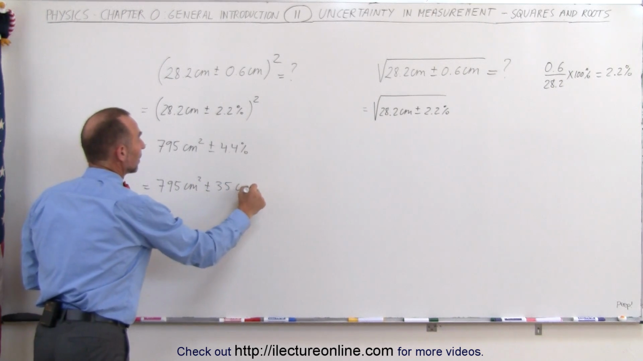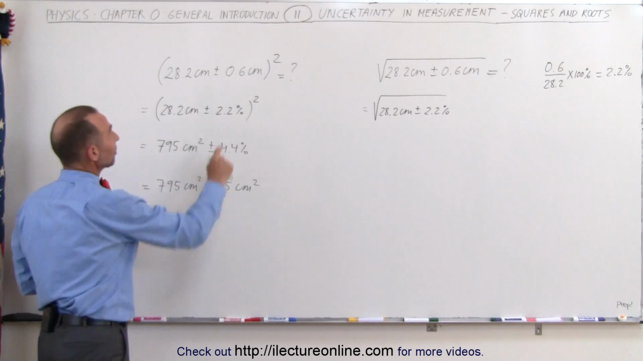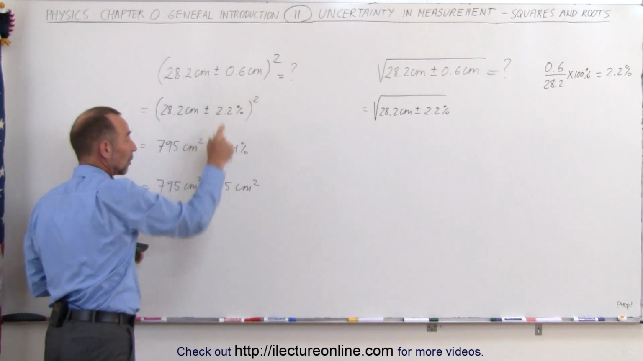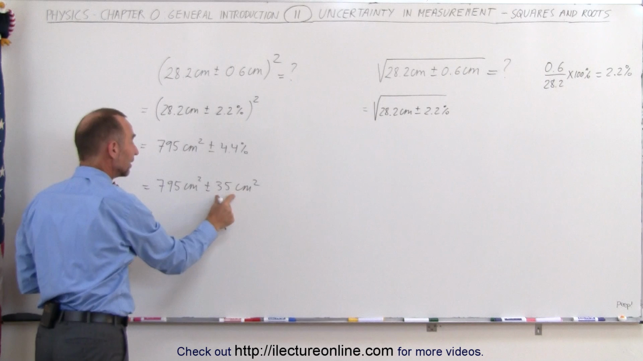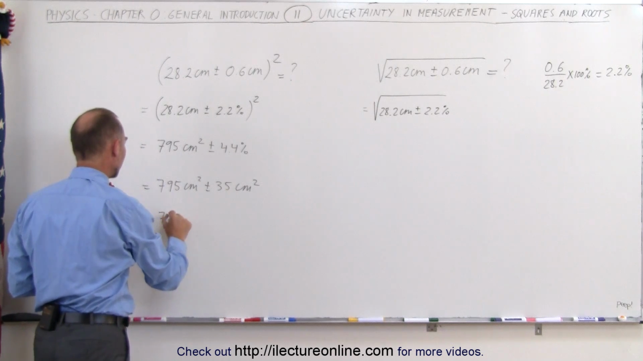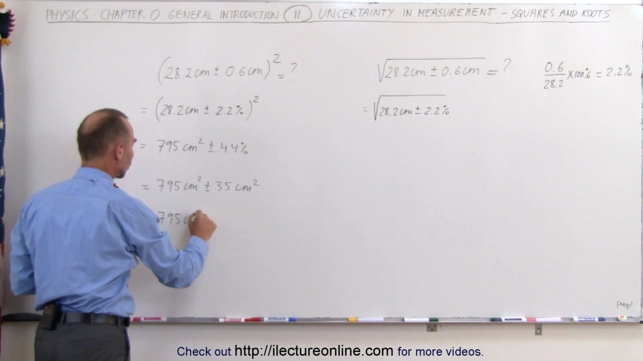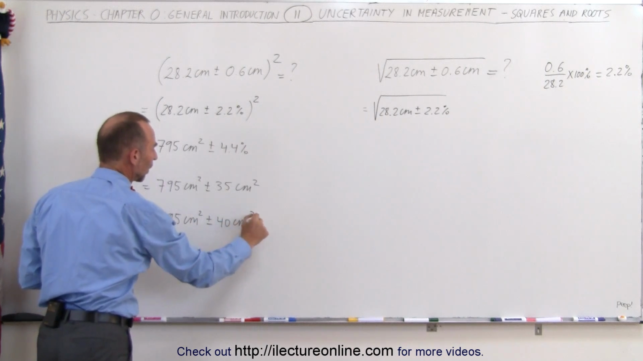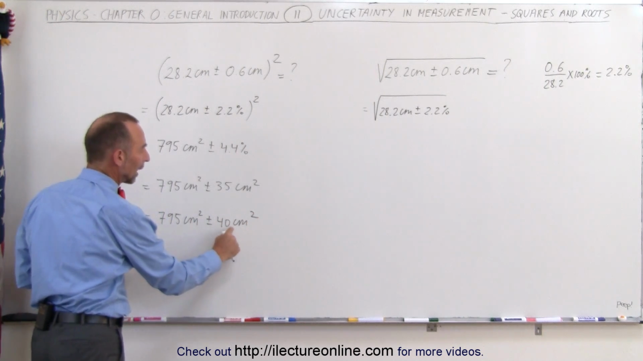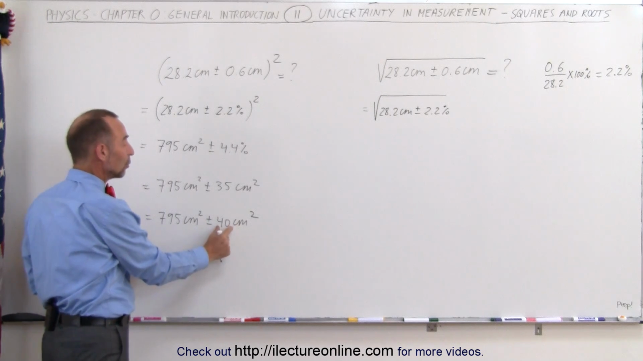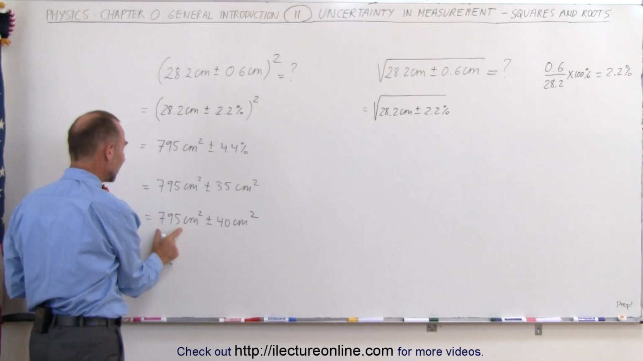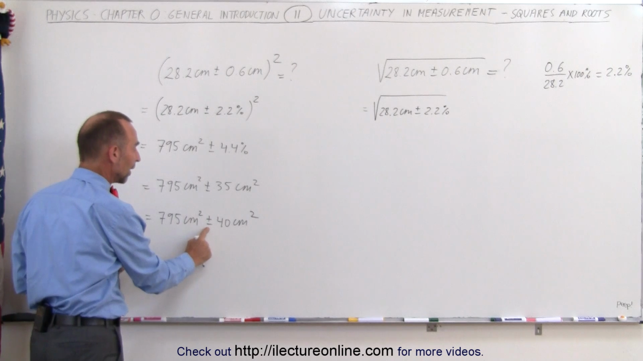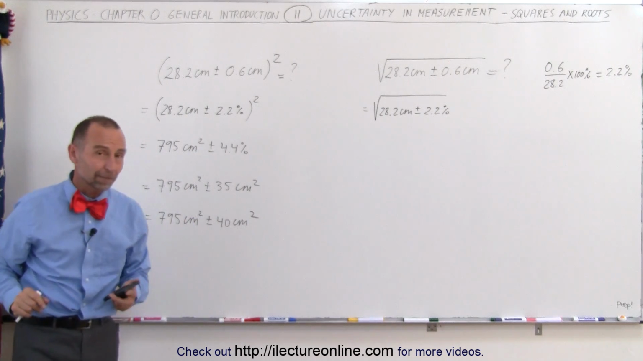And that would be centimeters squared, of course. But since the uncertainty was only one significant figure, we'll want to write this as one significant figure. Then we can write this as 795 centimeters squared plus or minus 40 centimeters squared. If we write it like this, without the decimal place, this would simply mean one significant figure. So this would be 795 centimeters squared plus or minus 40 centimeters squared.